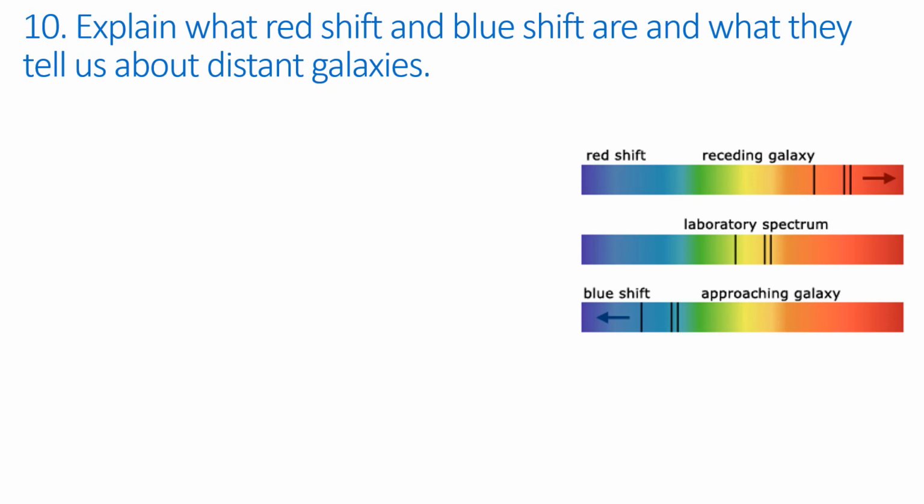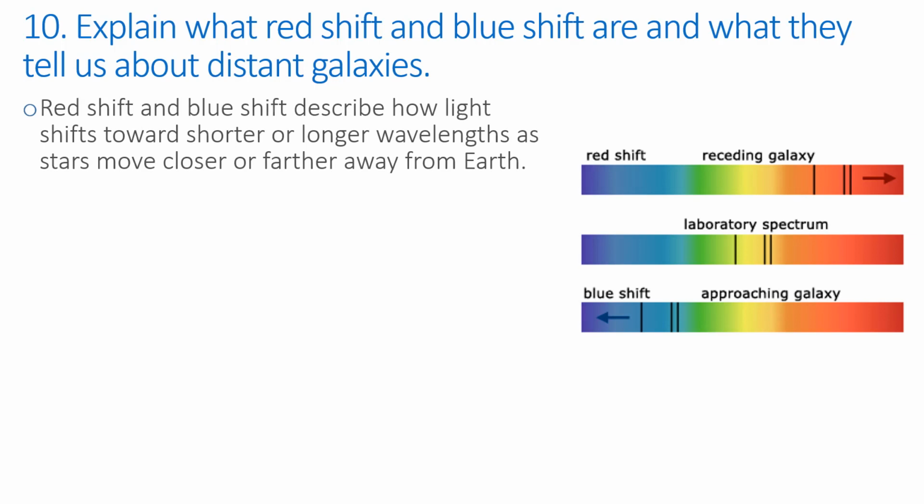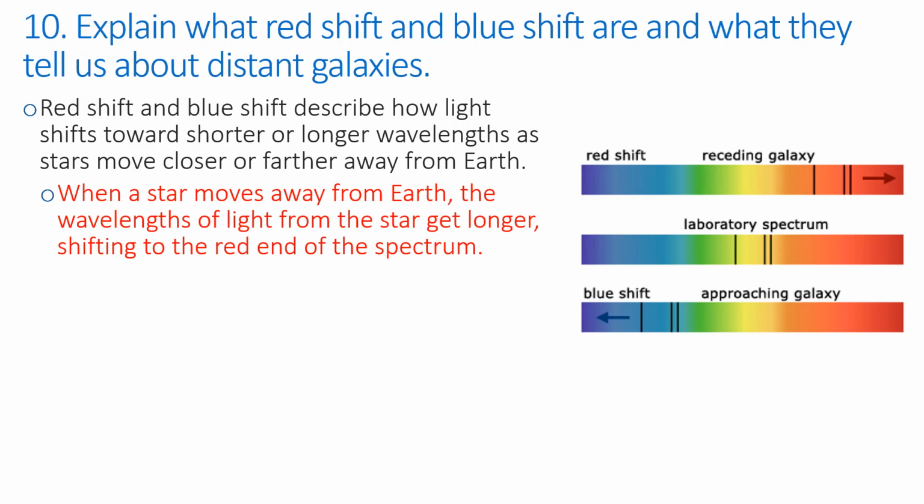The next question says to explain what redshift and blueshift are and what they tell us about galaxies. Redshift and blueshift describe how light shifts towards longer or shorter wavelengths as stars move further away or closer to Earth. An example of this would be the Doppler effect. If you hear an ambulance approaching you, as it approaches, the pitch increases and it gets louder. As it moves away, the pitch decreases and it gets quieter. Instead of it being pitch that changes, it's the wavelengths of light that get longer.